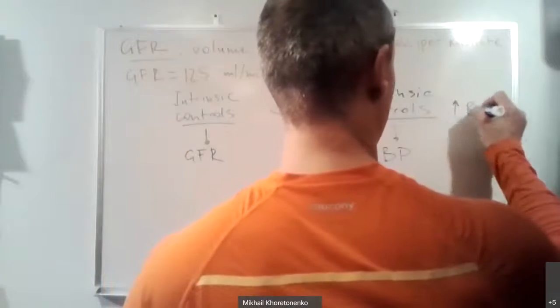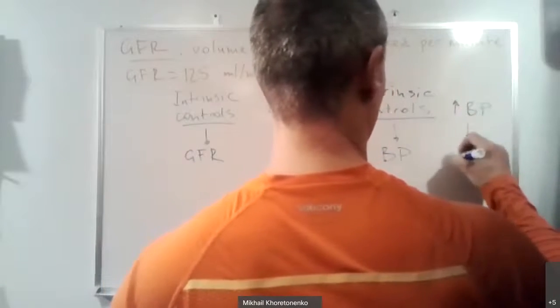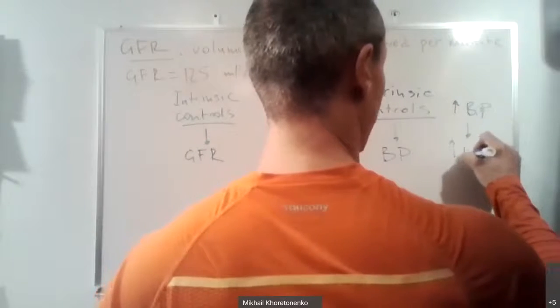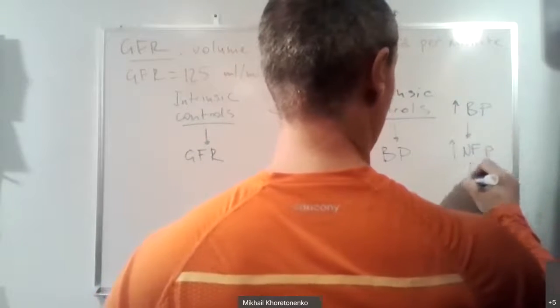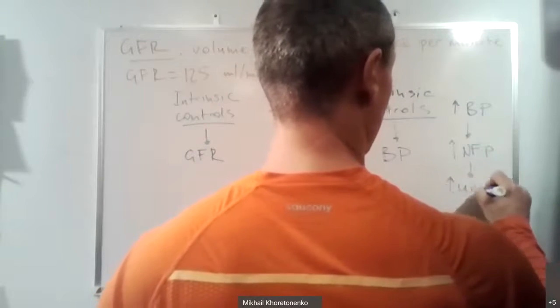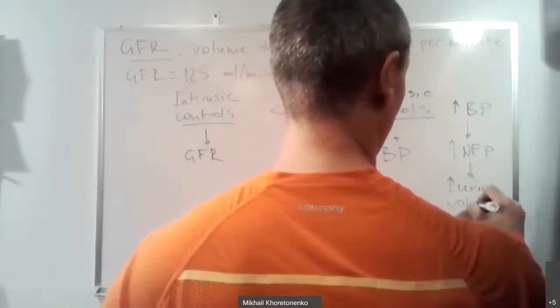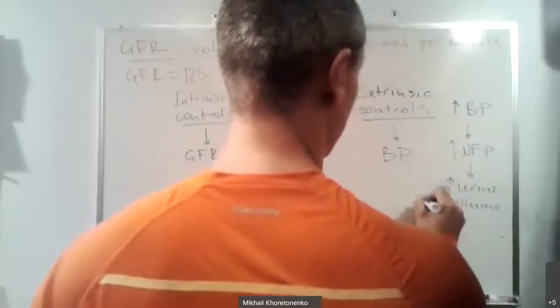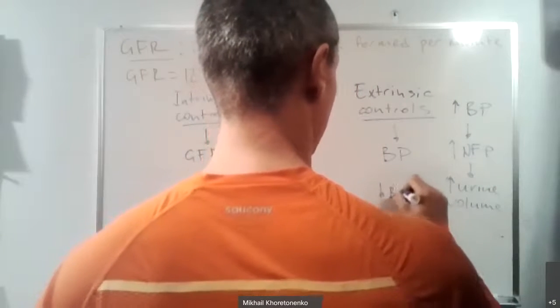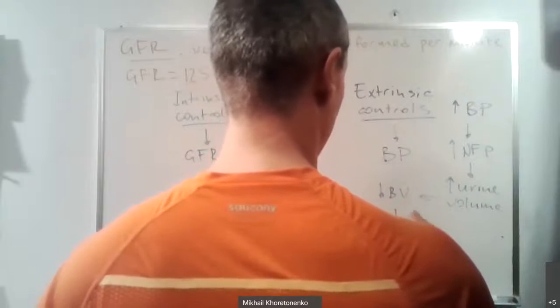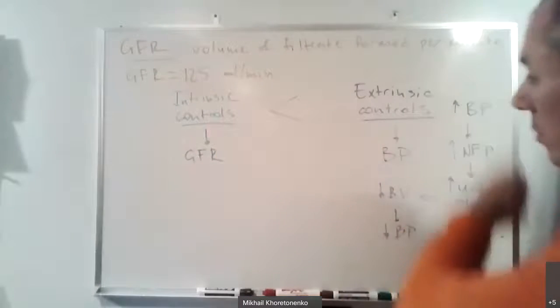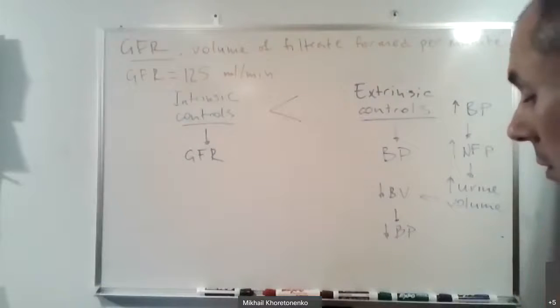High blood pressure leads to higher net filtration pressure, increased urine volume, which leads to decreased blood volume, which leads to decreased blood pressure. That's the direct mechanism.